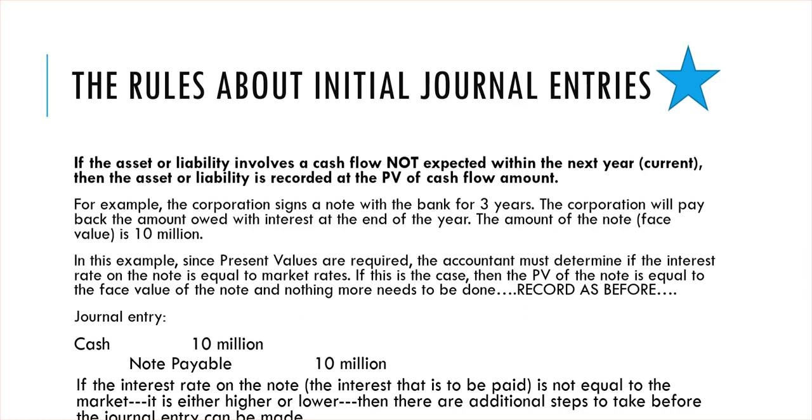It's simple. It's recorded exactly the same way as on the previous slide where we had a current liability. So this is a non-current liability. You get to record it as if it's a current liability only if the market rate and the stated rate are equal, and I will define those things. So if the interest rate on the note, which is the stated rate, is not equal to the market rate, which is the general interest rate that this corporation would face, then we have to do other things. We can't just record it in this simple way.